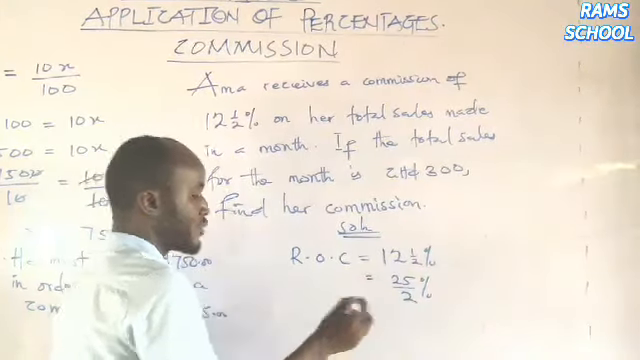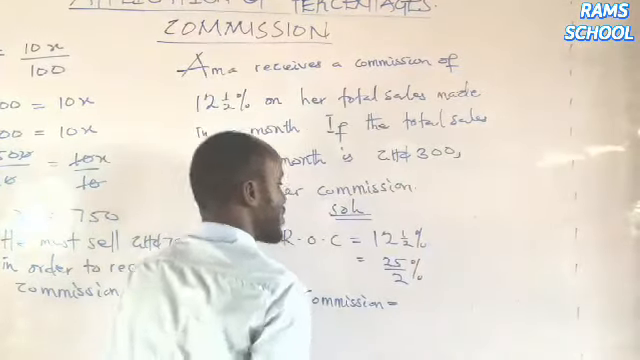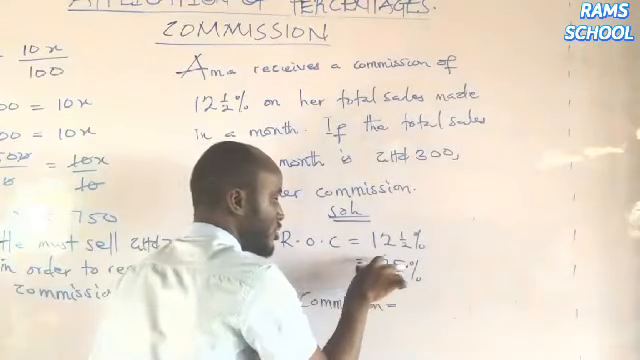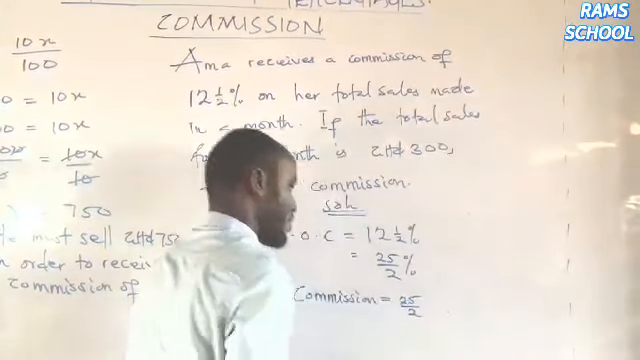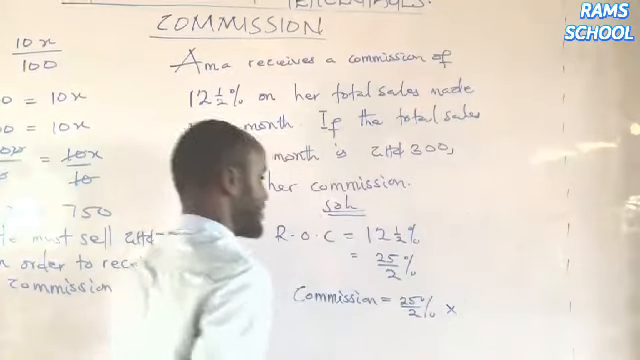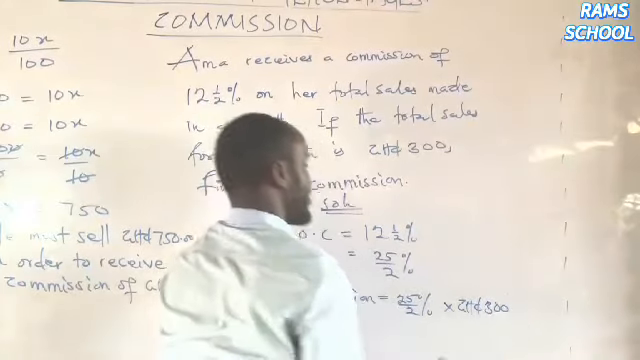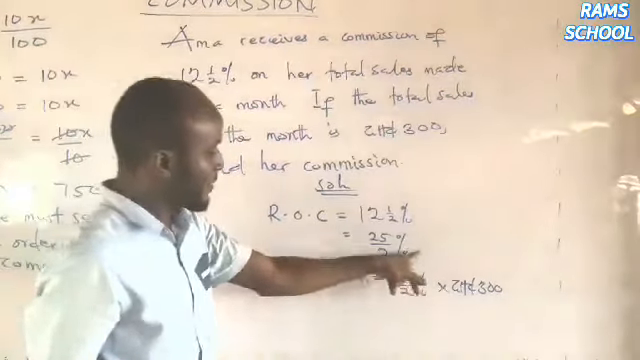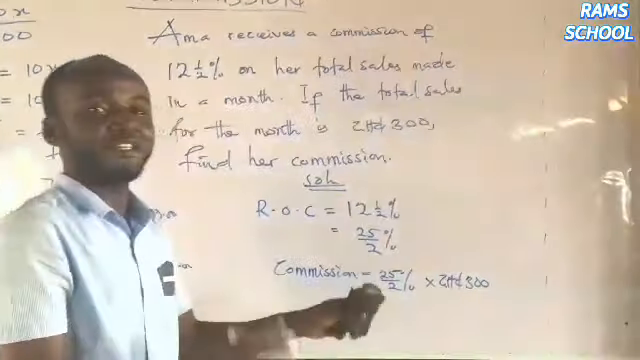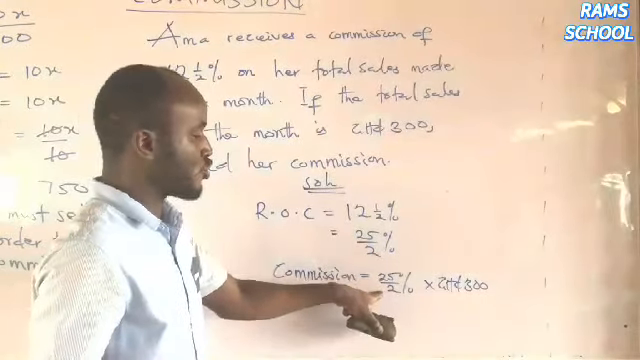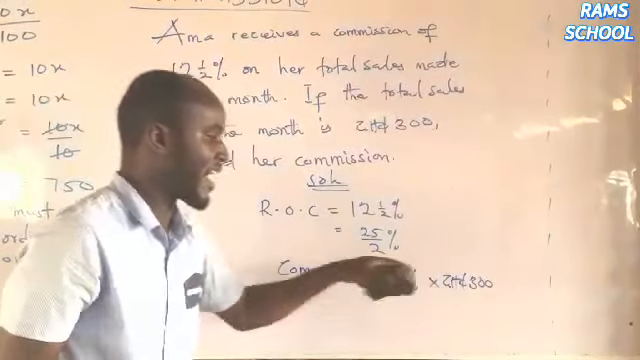Therefore, our formula for commission, as we all know, commission is equal to the rate. So the rate of commission here is 25 out of 2%, times the total sale, which is 300 Ghana cedis. Please don't ignore the percentage. The moment you ignore the percentage, you'll be wrong. Don't go and write 25 out of 2 times 300. You get a different value altogether. So 25 out of 2% means 25 out of 2 out of 100. So you are going to divide the 25 out of 2 here by 100.